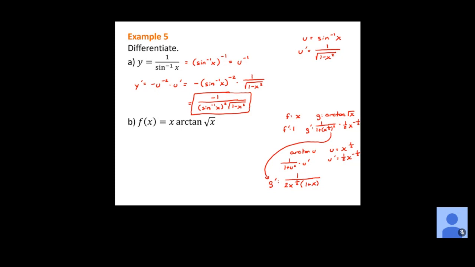Okay. All right, so now it's a product rule, so now we can just plug into that. So we're going to start with our f function, which is x. We're going to multiply that by the g prime that we just found here. So that's 1 over 2x to the 1/2 times 1 plus x, plus, then we go to our g function, which is arctangent of the square root of x times f prime, which is just 1.